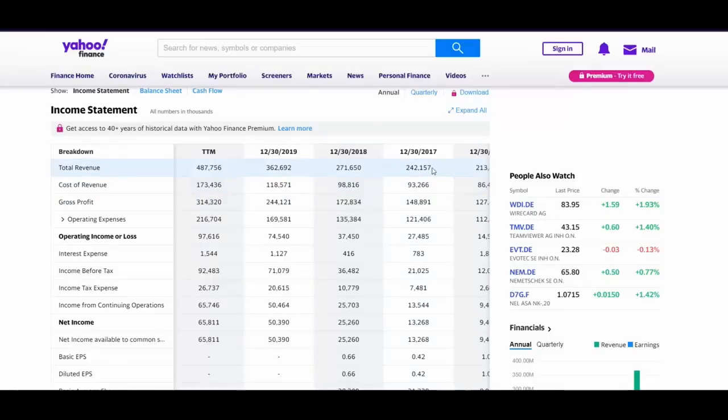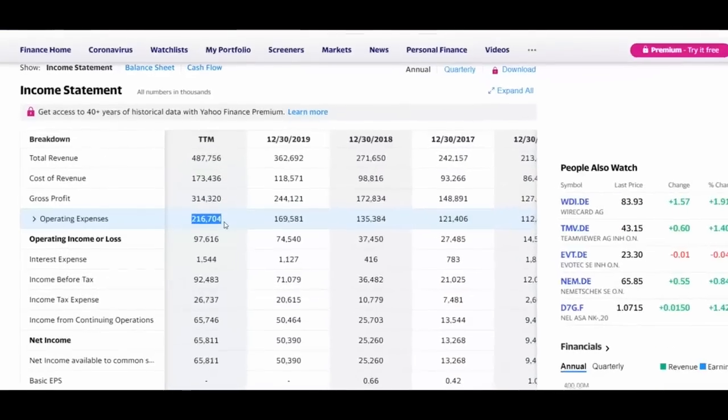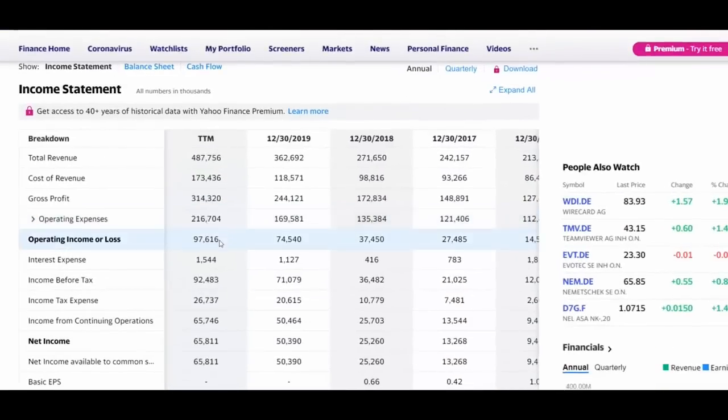As you see here, this is what you should always check, the trend. The total revenue is increasing, but also the gross profit is steadily increasing. Now the operating expenses are around 216 million euros and operating income is around 97 million euros. Yes, the total operating expenses are increasing, but also the operating income is increasing. The operating income almost doubled from 2018 to 2019, which is quite a good thing, which means they are dealing with their operating costs quite nicely.